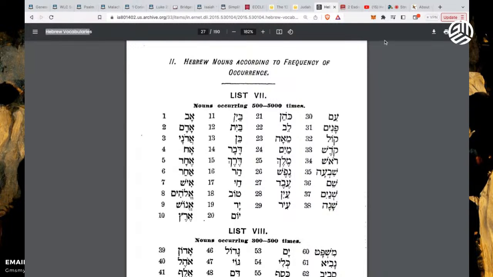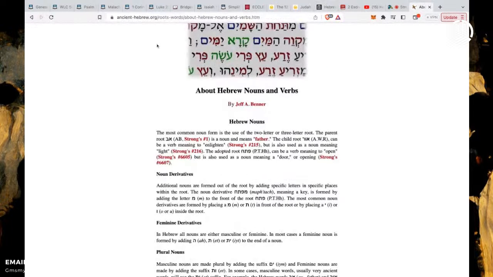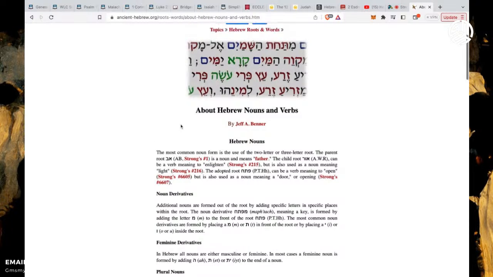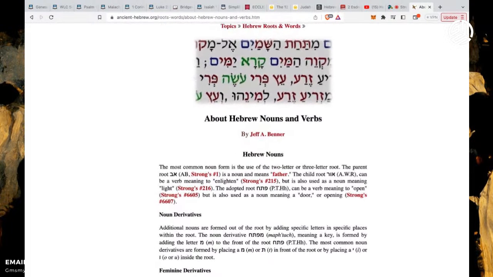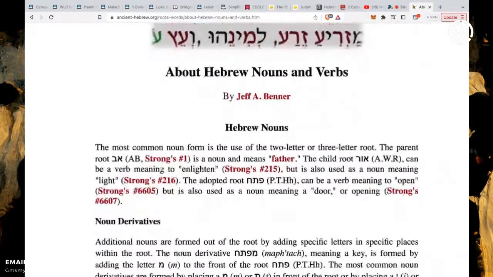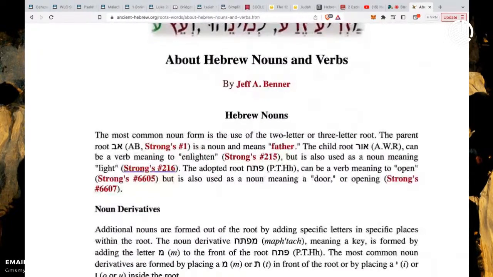Okay. So let's get some examples. Let's go to this website here, ancient-hebrew.org. And this is an article titled "About Hebrew Nouns and Verbs," just the basic understanding of it. Let me zoom in a little bit. It says the most common noun form is the use of the 2-letter or the 3-letter root. It says the parent root, a two-letter word here. Abba is a noun, which means father.